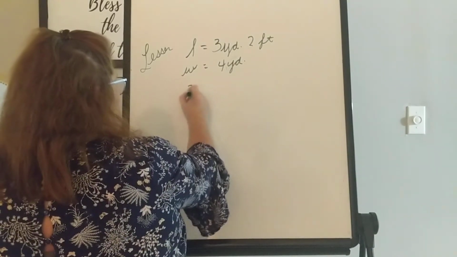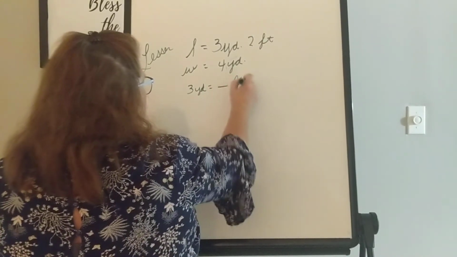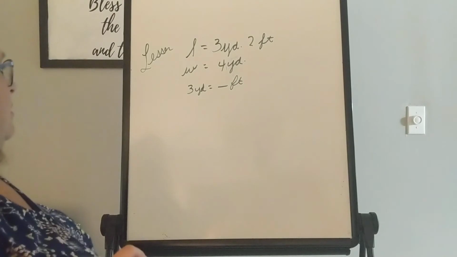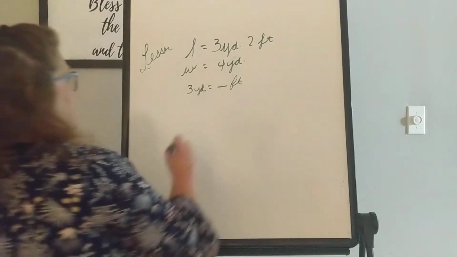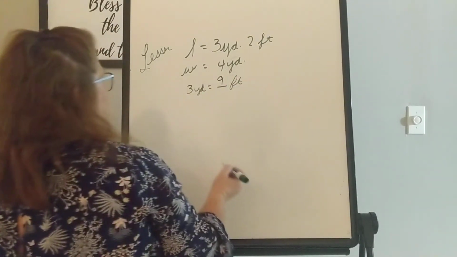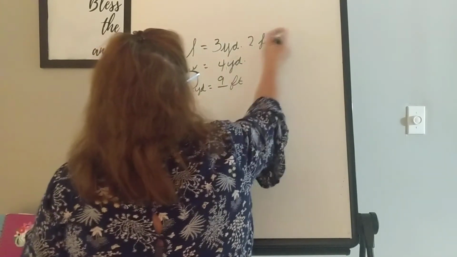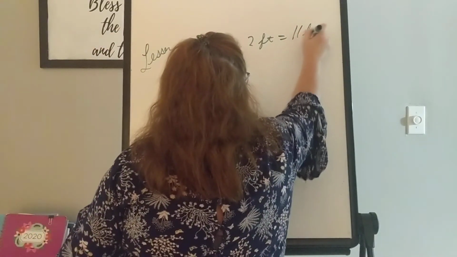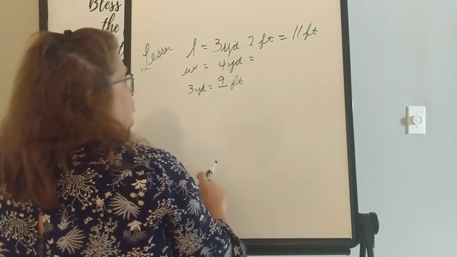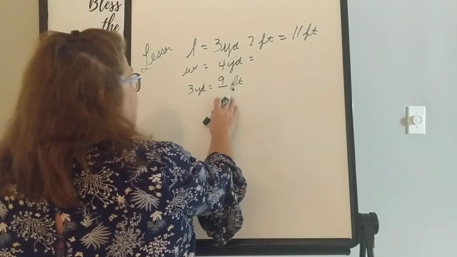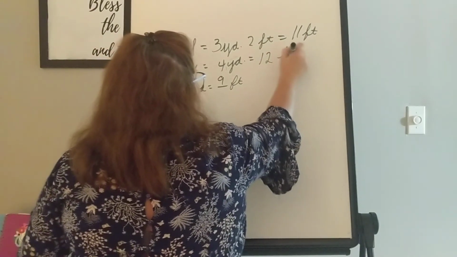So 3 yards equals blank feet. I'm going from larger to smaller, so I am going to multiply. How many feet are in a yard? 3. So 3 times 3 equals 9. And then, this up here is 9 plus my 2 feet. I got to add my 2 feet to it. So this is now 11 feet. My 4 yards, I'm going from yards to feet, larger to smaller. I will be multiplying. How many feet are in a yard? 3. 4 times 3 is 12. So that's going to be 12 feet.